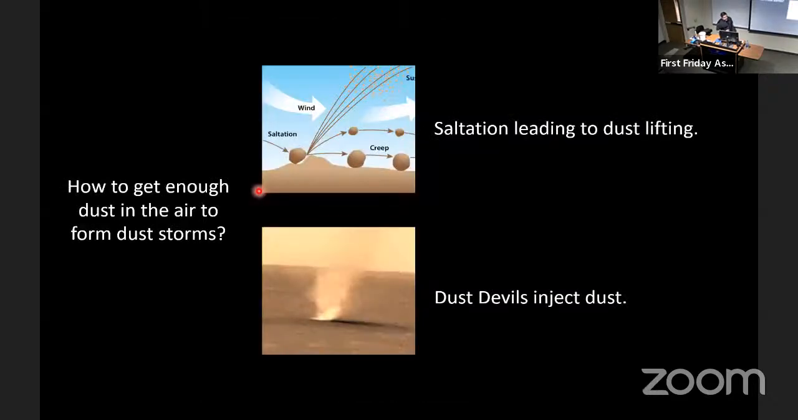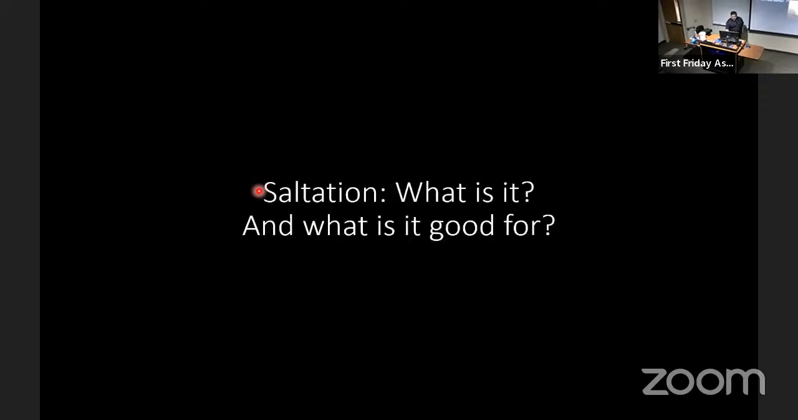So how do we get enough dust in the air to form dust storms? There are 2 dominant ideas, and it's not clear if one is the answer or the other or some combo, or if there is a third possibility. But I want to talk about these 2. One is something called saltation, which I'll explain in a second, that leads to dust being lifted in the air. And the other one is dust devils. I'll explain that one, but some of you might have actually seen dust devils, because we get them all throughout the West here on Earth.